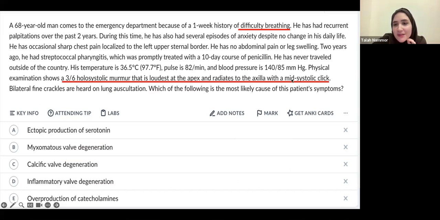So mid-systolic click. Guys, what is the pathology that's associated with mid-systolic click? Okay, so we have C, calcific valve degeneration. No. Tell me before you answer, what is the thing that's very associated with a mid-systolic click? What is the pathology? It's at the apex and radiates to the axilla, so it's the mitral valve. So what about the mitral valve? Stenosis. Do you think it's stenosis? Okay, mitral valve stenosis in an old man, what would the cause be?